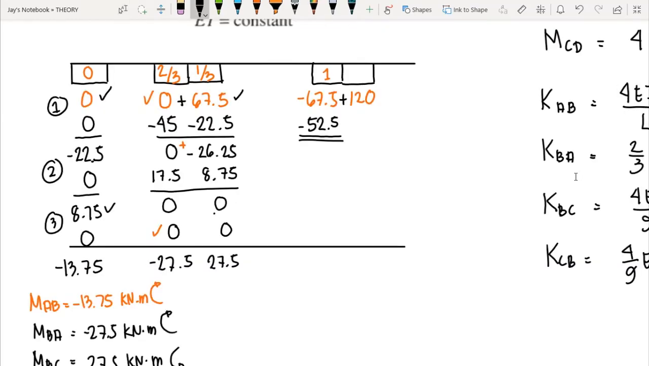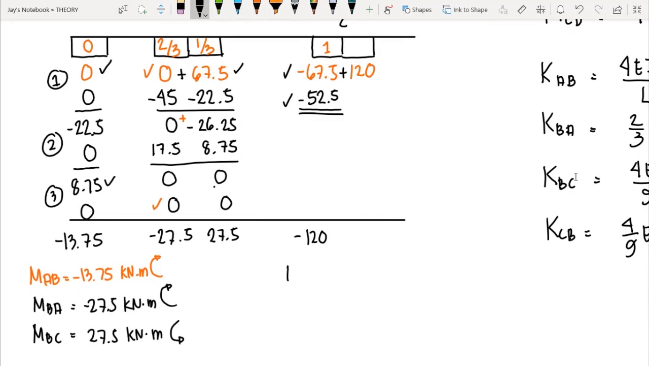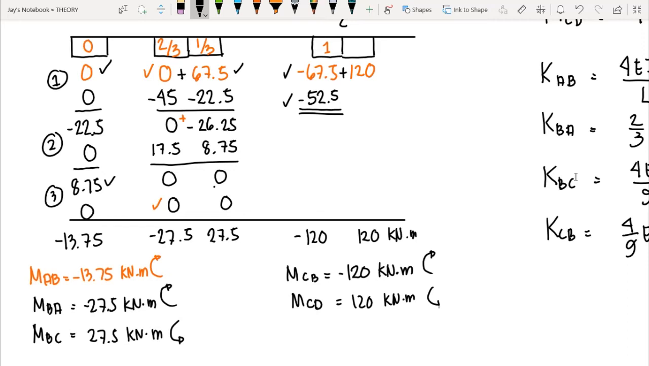Okay? Now at point C, we add negative 67.5 and negative 52.5. That would give us negative 120. And this is the moment CB. So you have negative 120 kilonewton meter, and the rotation here, since we have negative, means clockwise rotation. And on the side of CD, by using equilibrium equation, we have 120 kilonewton meter as well. So we have MCD equal to 120 kilonewton meter, and the rotation is counterclockwise. So the same value with CB but opposite in direction.